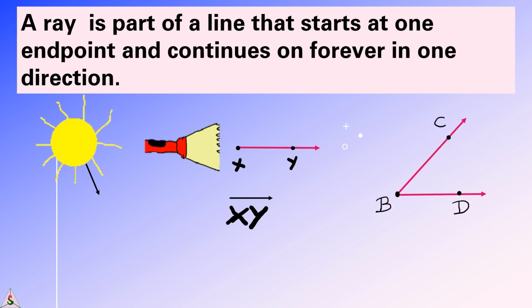Take a look at this figure. That ray, we call it BC. And this ray, we call it BD.